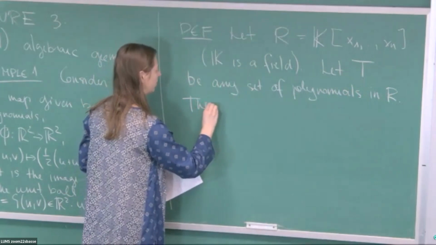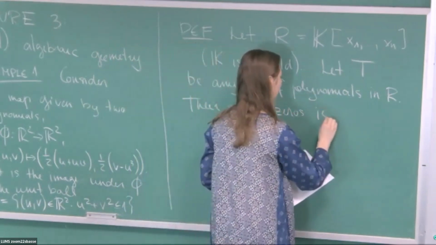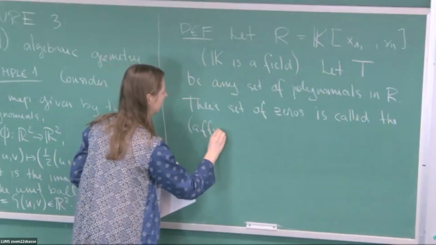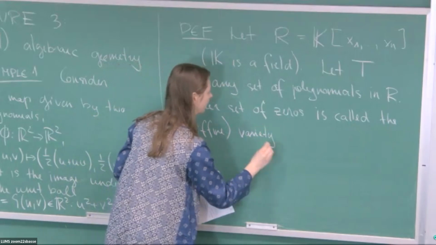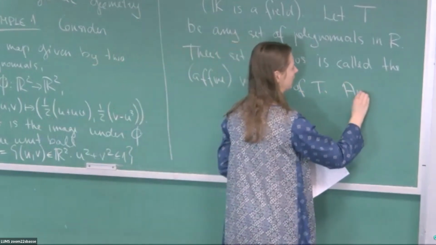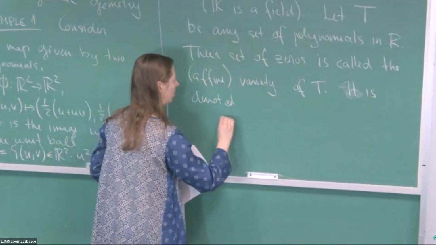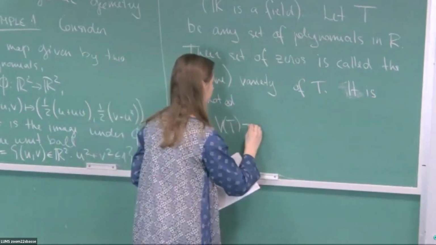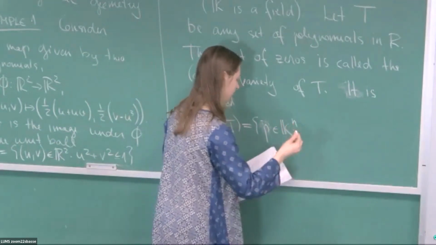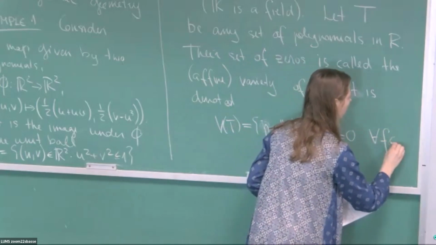And their set of zeros is called the variety of T. Actually it's an affine variety, but because we won't talk about any other varieties, I will just say variety. It is denoted V(T), so it's all the points P in K^n such that f(P) is 0 for all f in T.